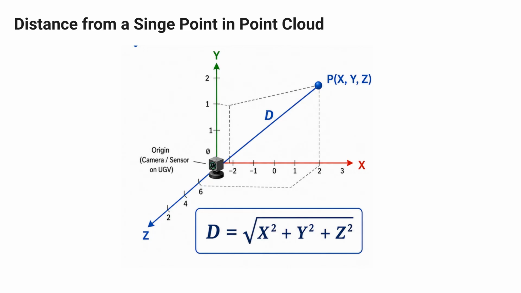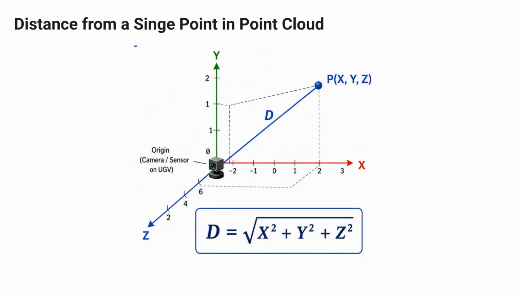A point cloud is made up of thousands of individual points, and each point contains three coordinates, x, y, and z. In this example, x represents the point's lateral position, or how far it is to the left or right. Y represents its height, and z represents the forward distance from the camera.